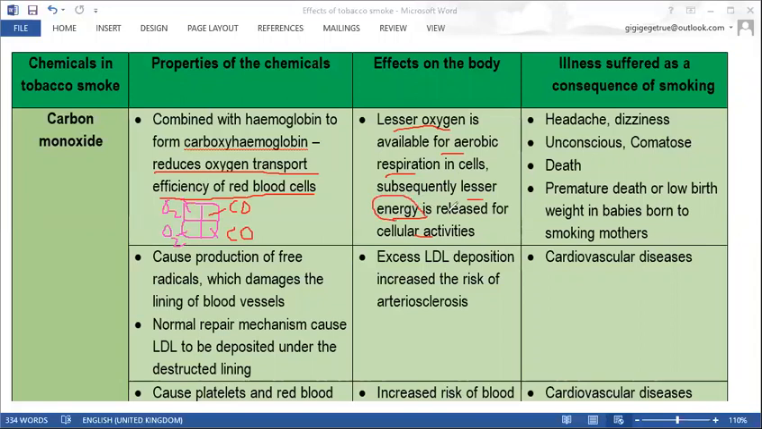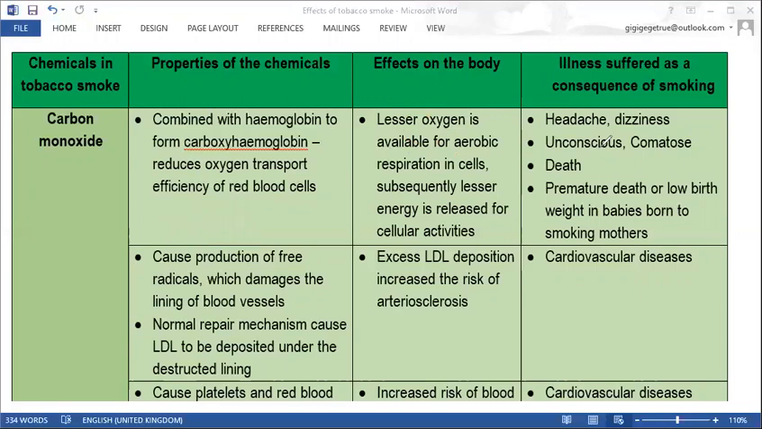As compared to a healthy person or non-smoker, they get a normal amount of oxygen, which is higher than the smokers, and end up releasing a higher amount of energy than the smokers. So they are much more active. They can carry out vigorous exercise without any problem. The smoker will probably run maybe 200 meters and then end up being very breathless, gasping for air, because there is not enough oxygen in the body.